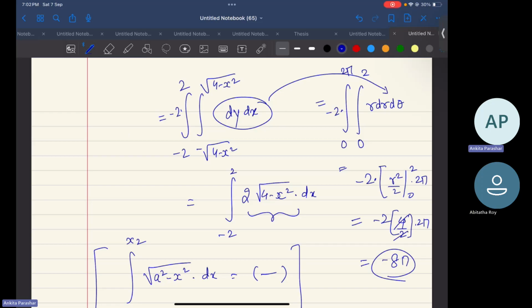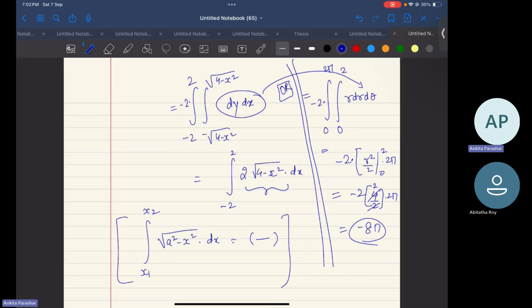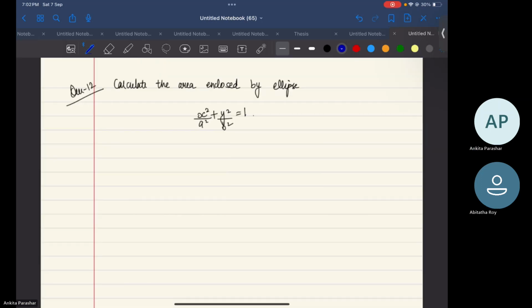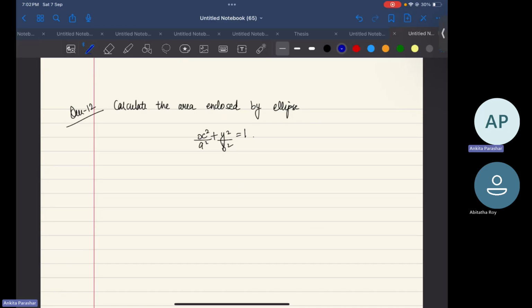Is that okay? Is this okay? Yes, I think it should come. I don't know the formula, so I'll just skip and go by polar coordinates. Okay, I think I will skip this question.